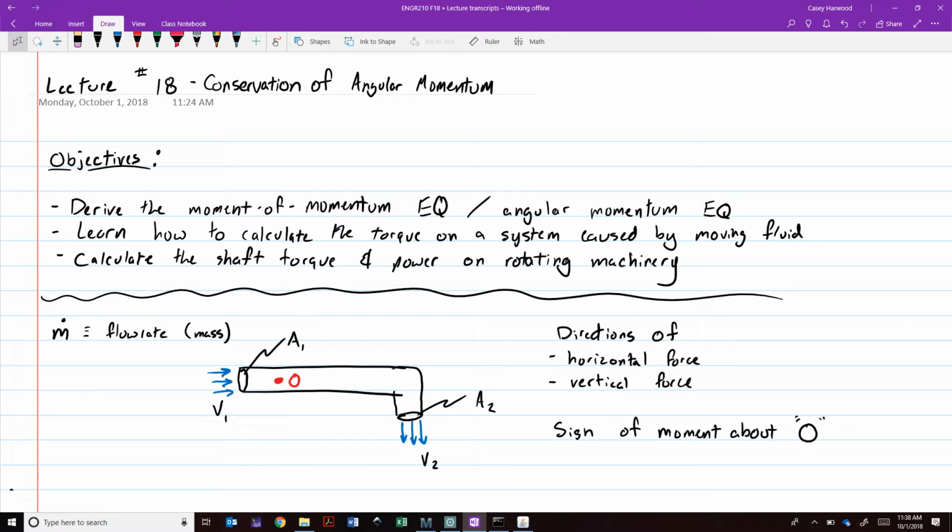Just as in linear momentum, we have Newton's second law: forces equal the rate of change of linear momentum. We also have the angular equivalent, where the sum of torques on a system is equal to the rate of change of the angular momentum. So what we're going to be doing today is deriving the moment of momentum equation, as the book calls it, or what I call the angular momentum equation.